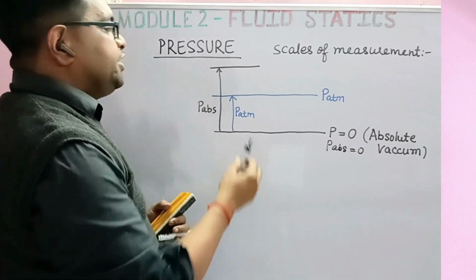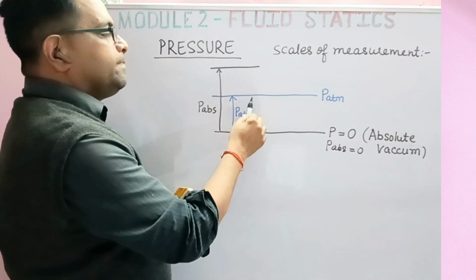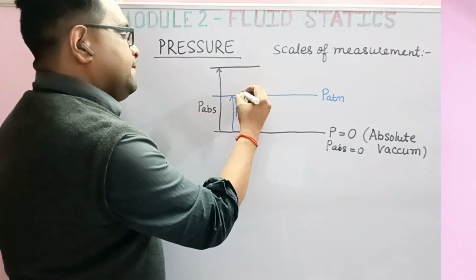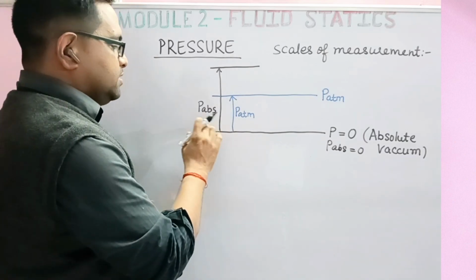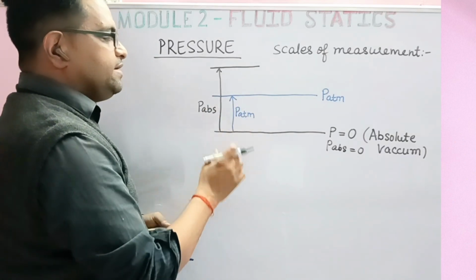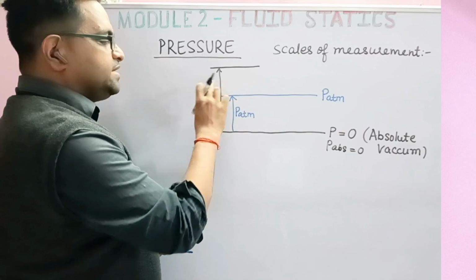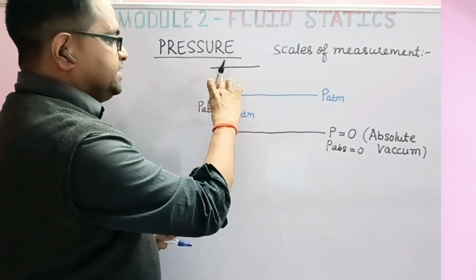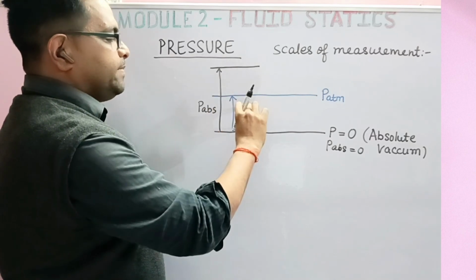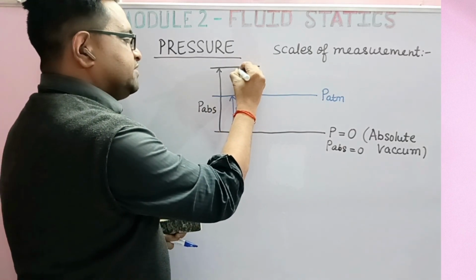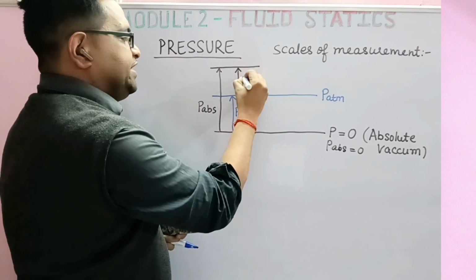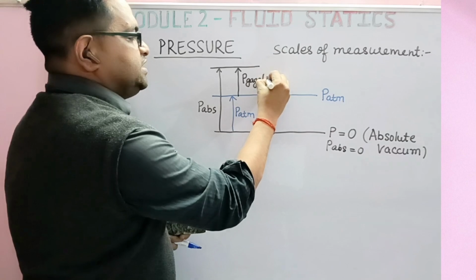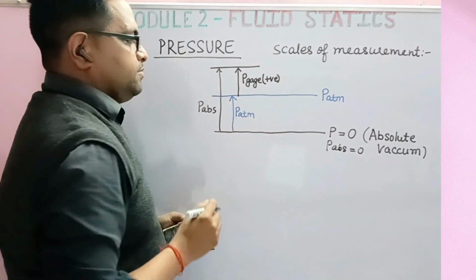Now, when the absolute pressure is measured with respect to the atmospheric pressure, we call it the gauge pressure. In terms of P absolute and P atmospheric, the difference between the absolute pressure and the atmospheric pressure is what is referred to as the gauge pressure. So in this case, what will be the difference? P absolute minus P atm. This is what is referred to as the P gauge. Actually, this is the positive gauge pressure which we are talking about.